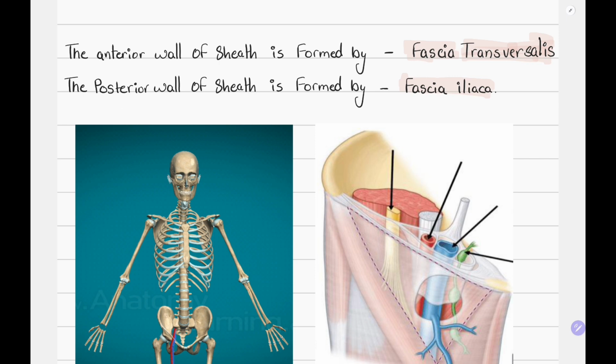I'll also cover these fascias and the layers of the abdomen in greater detail in my video on the abdomen. But for right now, you have to remember that the anterior wall of the sheath is formed by fascia transversalis and the posterior wall of the sheath is formed by fascia iliaca.